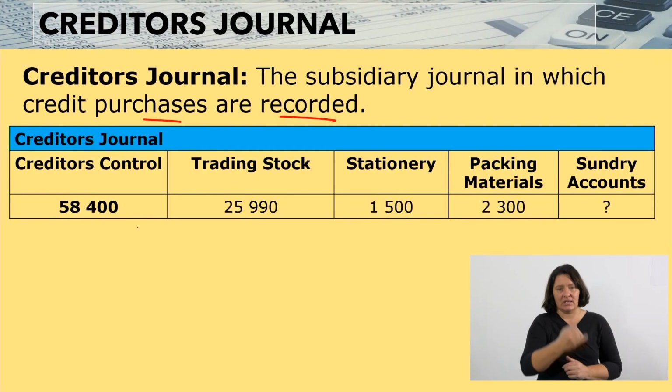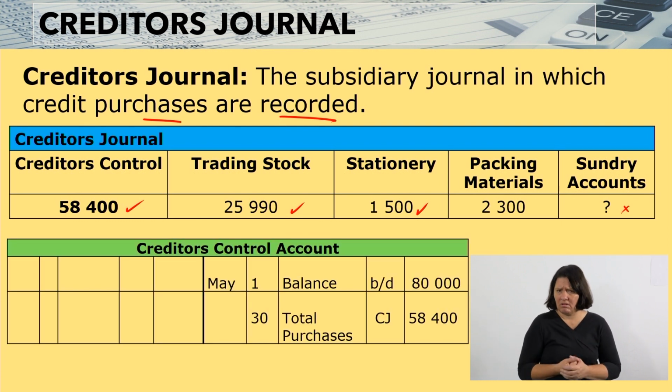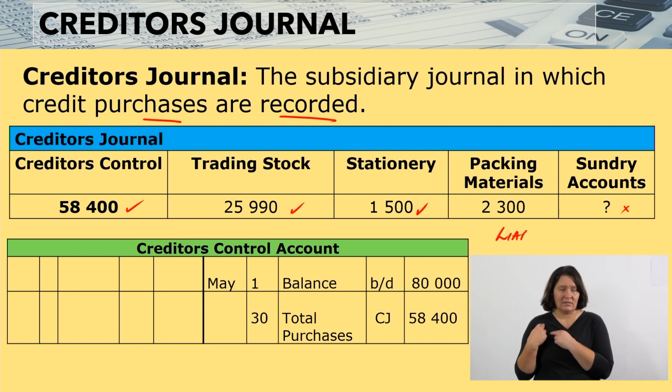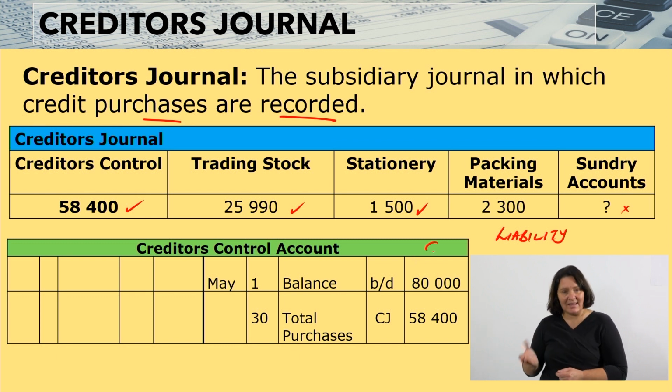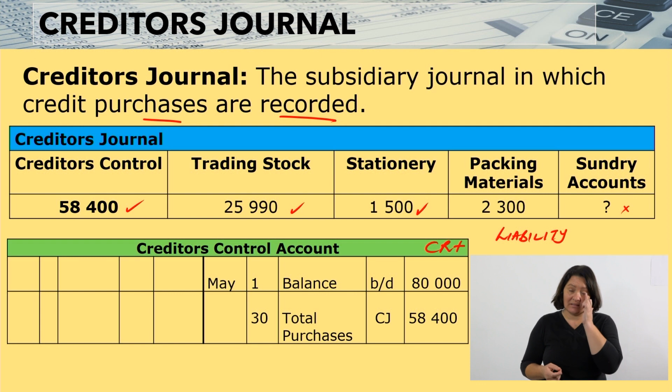This is our CJ. We have our creditors control, and here we are purchasing trading stock, stationery, packing materials, and we also have sundry accounts over there. How will this journal then affect our creditors control? It is very important that we understand that creditors control is a liability account, which means it increases on the credit side. When we buy goods on credit, we record them on the credit side of the creditors control. That is how it increases.